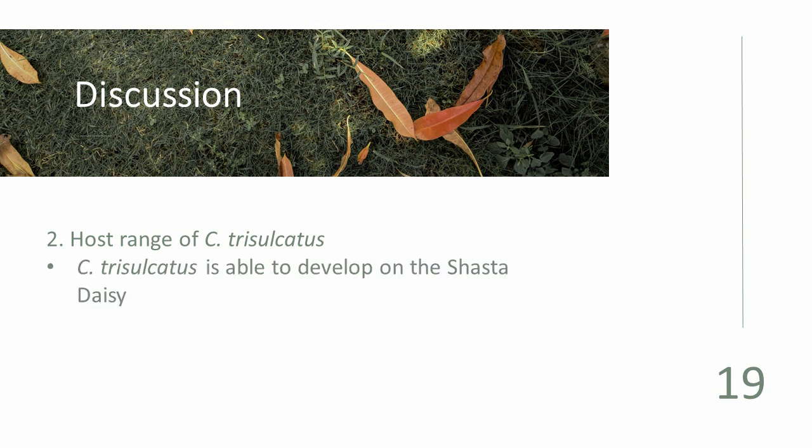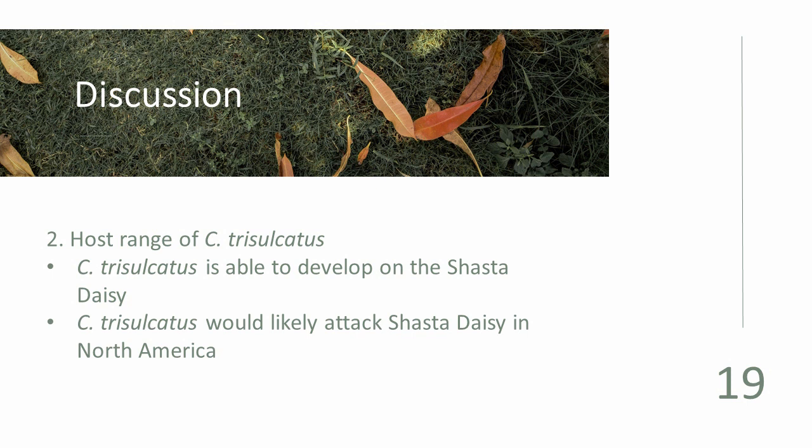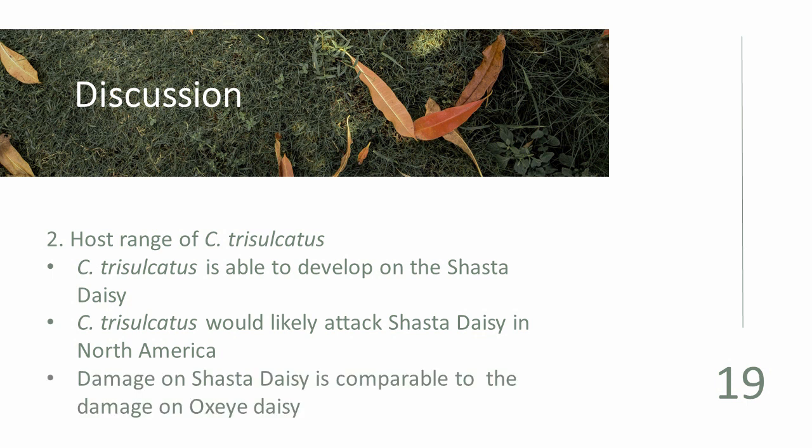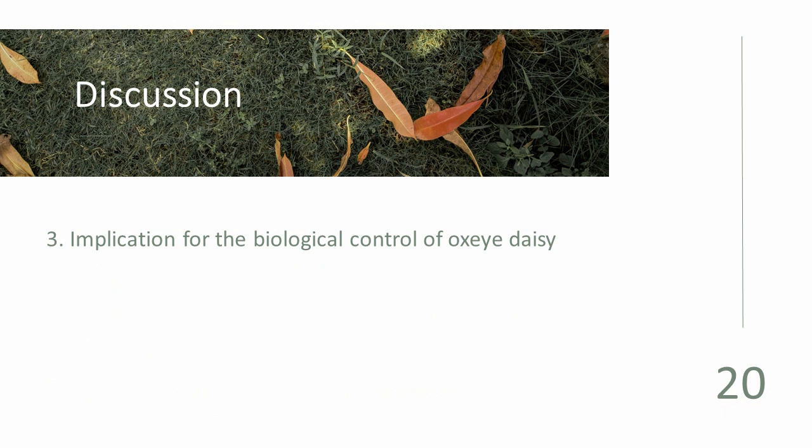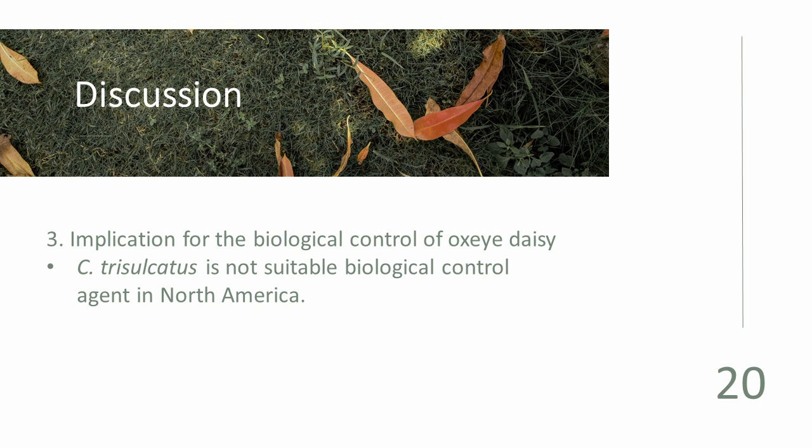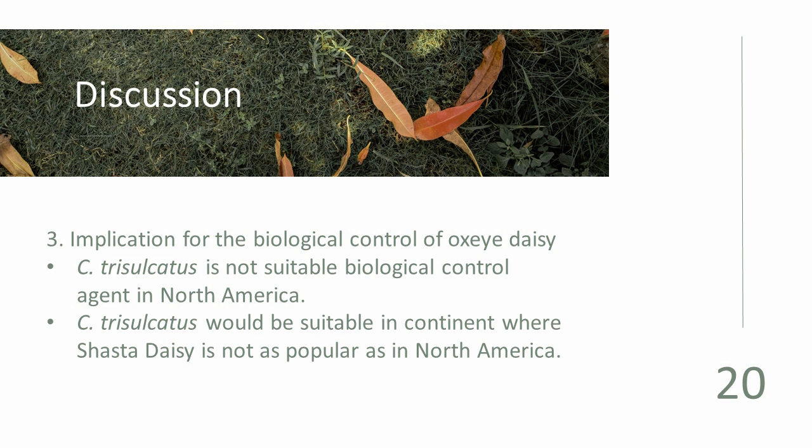C. trisulcatus is able to develop on Shasta daisy. From the results, C. trisulcatus would likely attack Shasta daisy in North America. And the damage on Shasta daisy is comparable to damage on oxeye daisy. The implication for the biological control of oxeye daisy: C. trisulcatus is not a suitable biological control agent in North America. However, C. trisulcatus would be suitable in continents where Shasta daisy is not as popular as in North America.